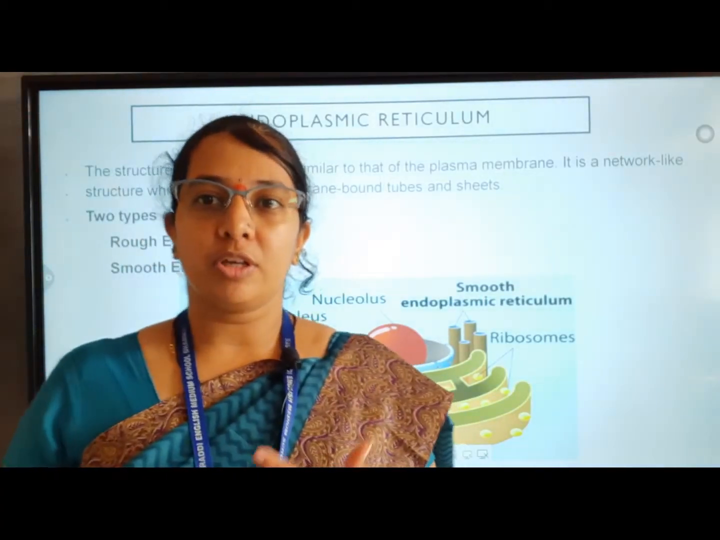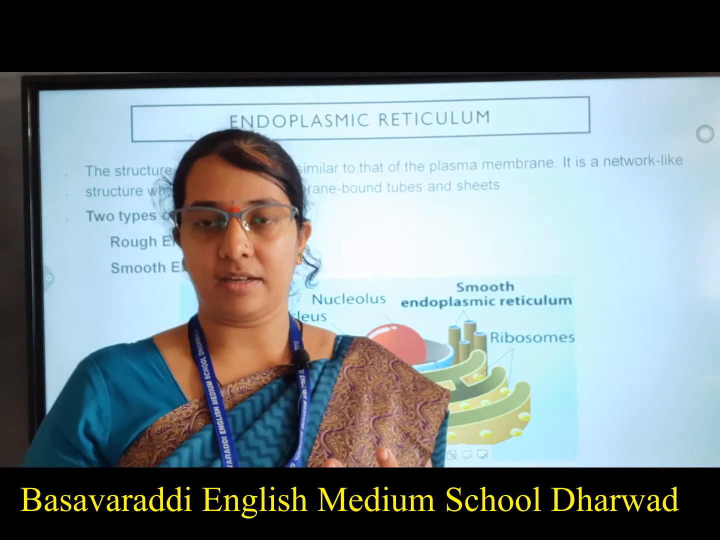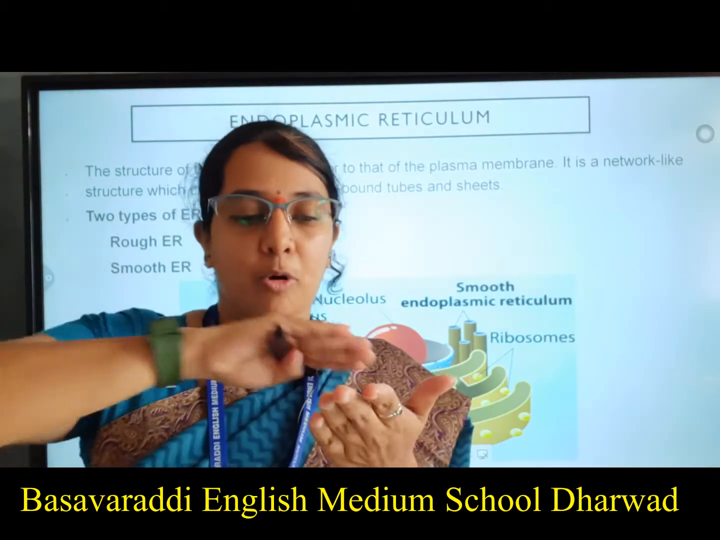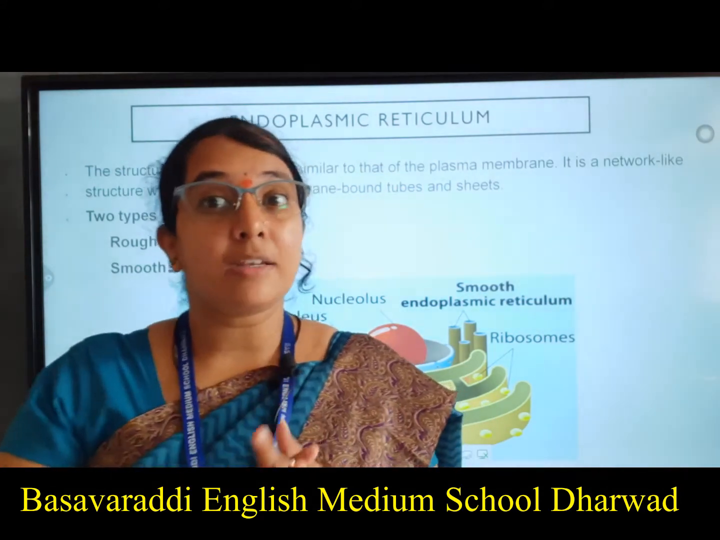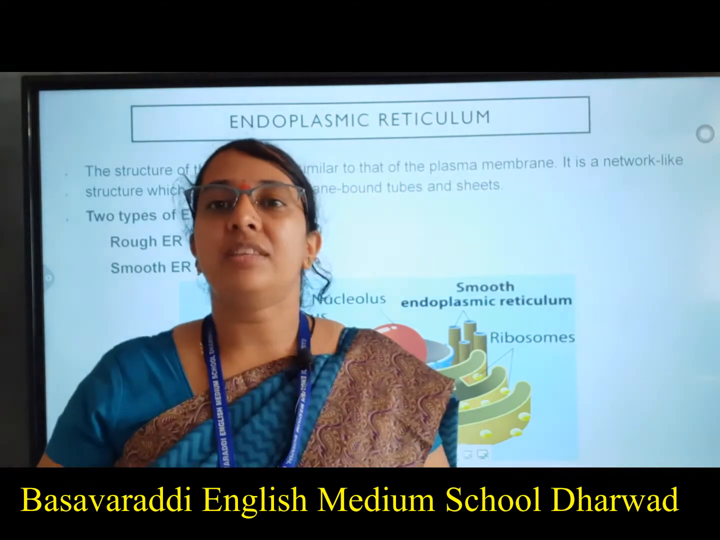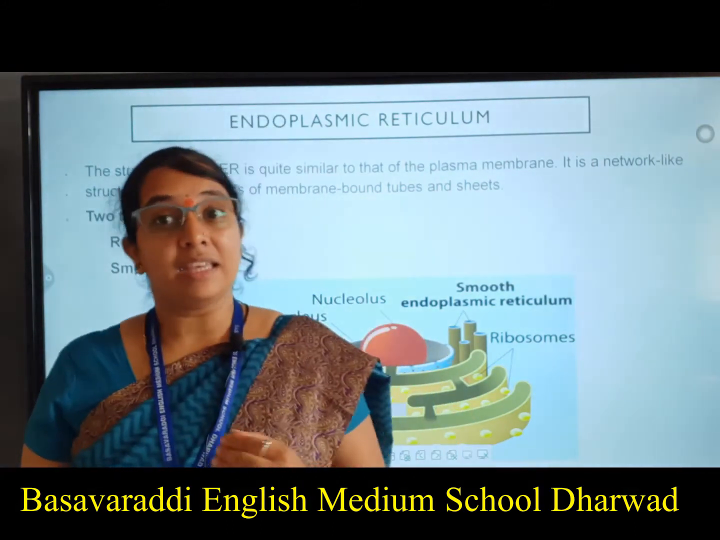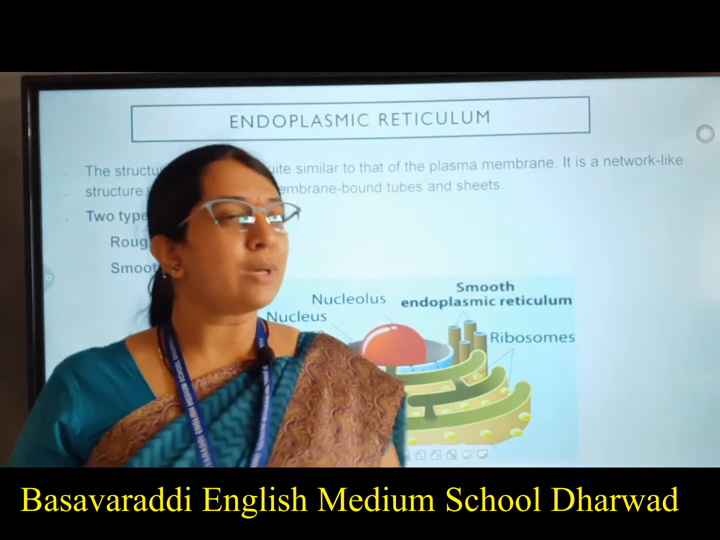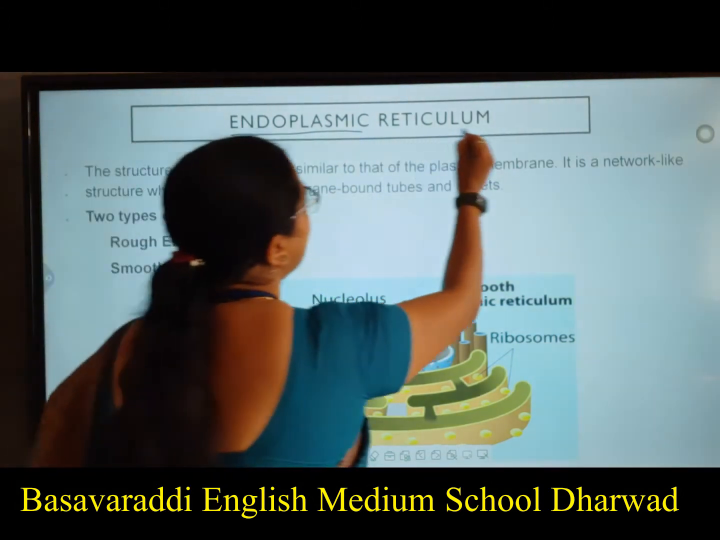Studied about the different cell organelles; you have listed them there. Yes, you have studied about the cell membrane, cell wall, nucleus, cytoplasm, all these things. Now we will go one by one through the different cell organelles present in the cell. The first one that we are going to discuss is the endoplasmic reticulum.